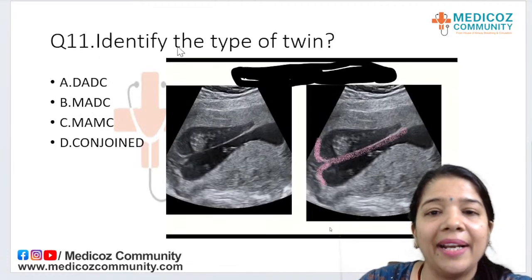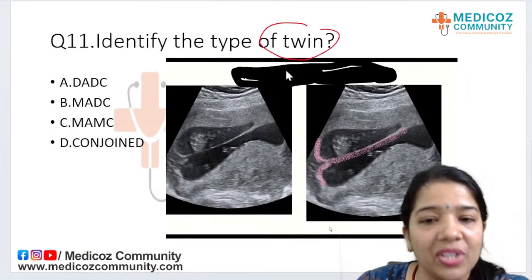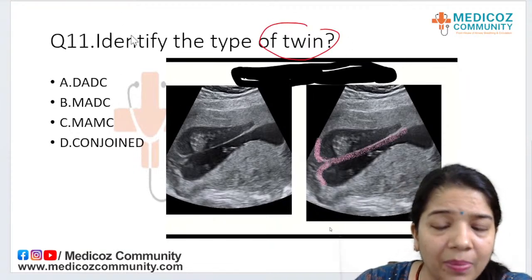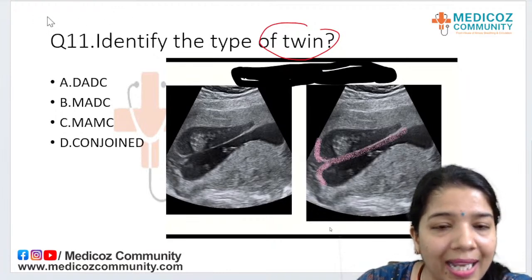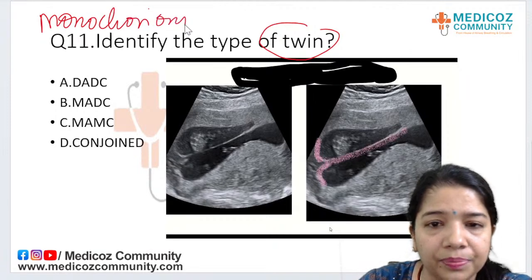Next question. Identify the type of twin. Okay, so always remember twinning questions. This is a favorite which has been asked. So just a brief revision. Remember, twins means they can be two, monochorionic or dichorionic.